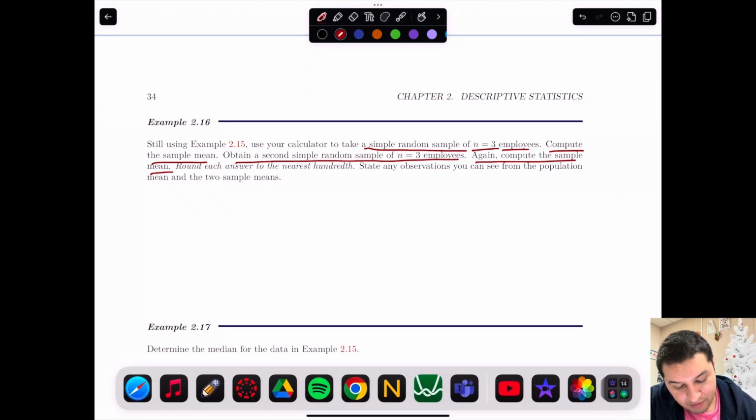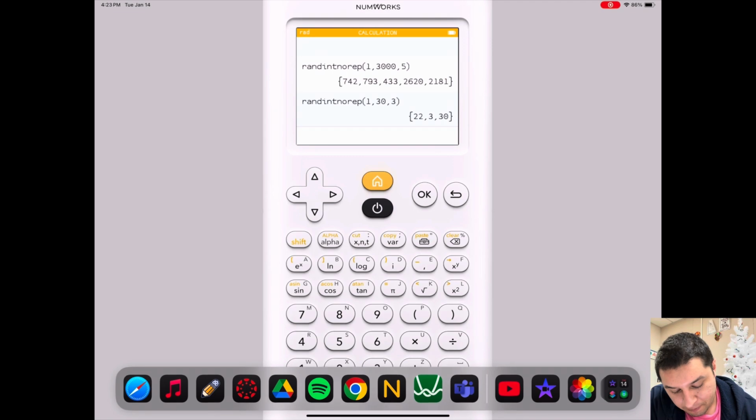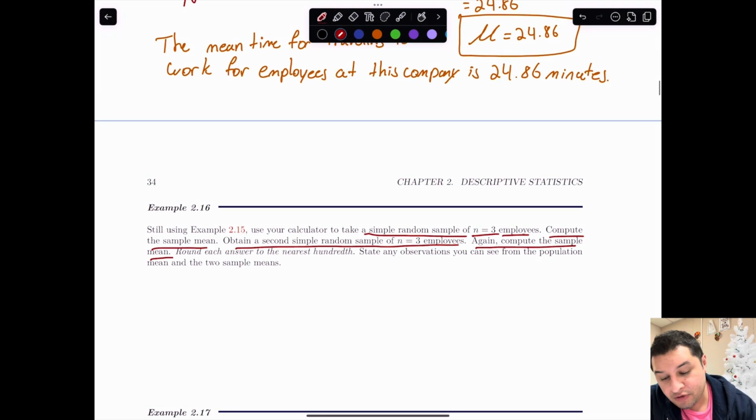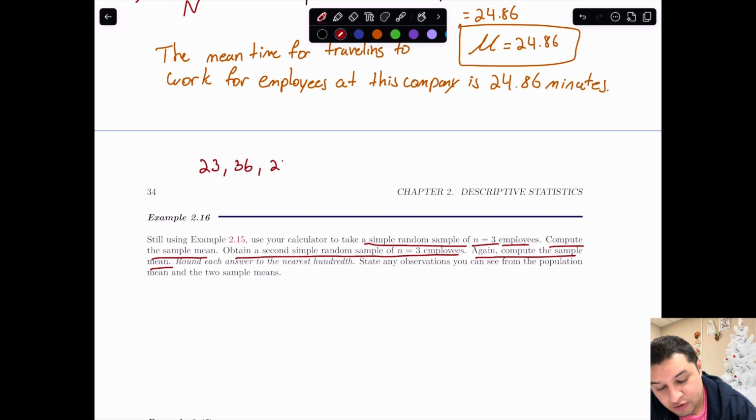We're going to open up NumWorks, go home, and go to calculation here. But before I do that, I have to do one more thing. We need to reorder the data and put it on this side of the paper so we don't have to keep flipping back and forth. So I'm going to write right here 23, 36, 23, 18, 5, 26, and 43. And I'm just going to number them off again: 1, 2, 3, 4, 5, 6, 7.